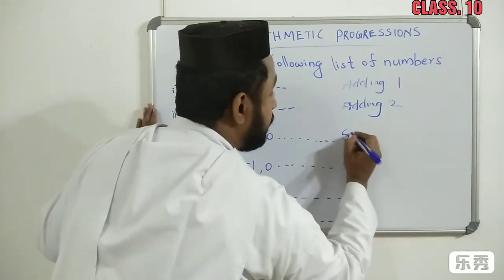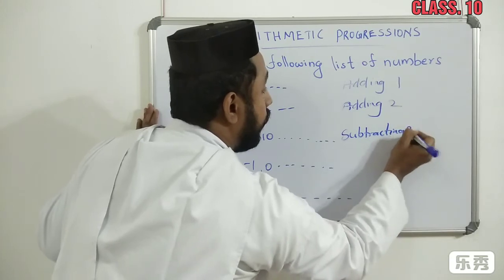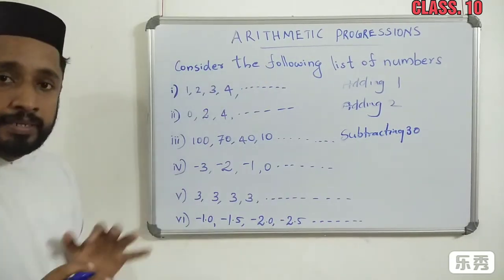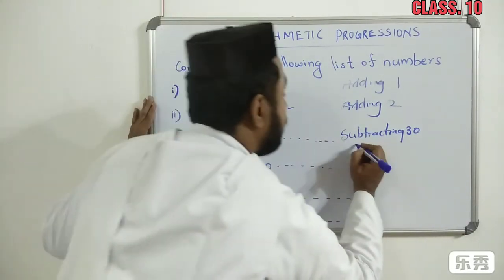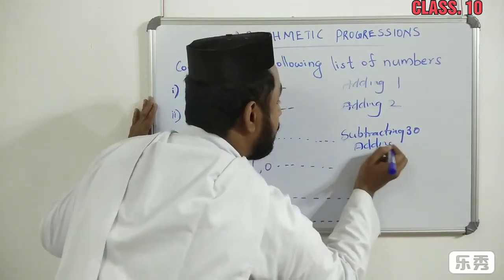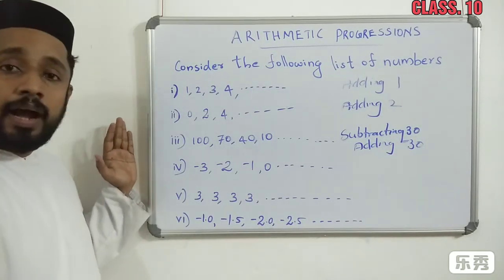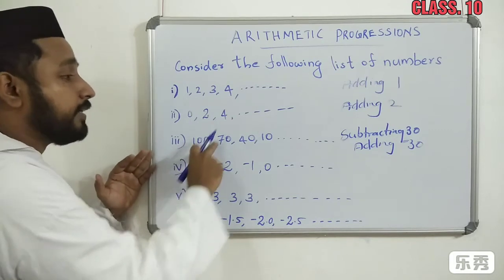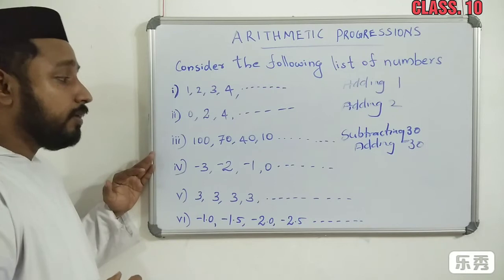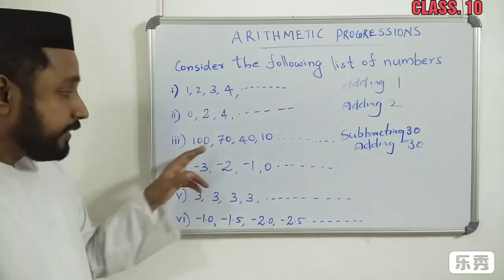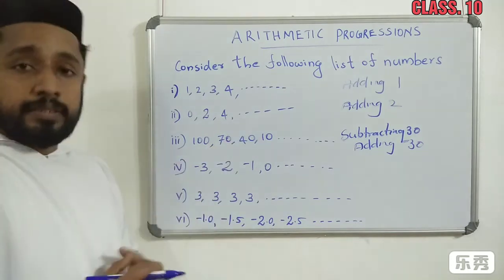In other words, we can say that subtracting 30 means adding minus 30. See it? Subtracting 30 means adding minus 30. 100 plus minus 30, the answer is 70. 70 plus minus 30, the answer is 40, and so on. So by subtracting 30 from the preceding term, we get each term of the series.